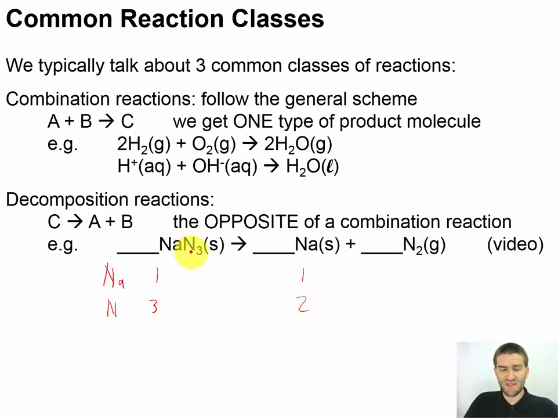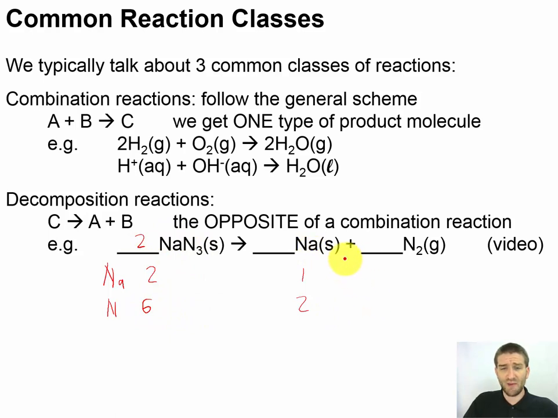Well, this is an odd number, and this is going to end up being an even number. So I know right away I'm going to have to at least get to some sort of an even number. I'll multiply by 2 now. I might need to go to a larger number later. When I do that, I end up having 2 sodiums, and 2 times these 3 give me 6 nitrogens.